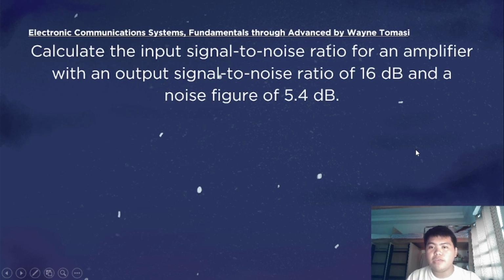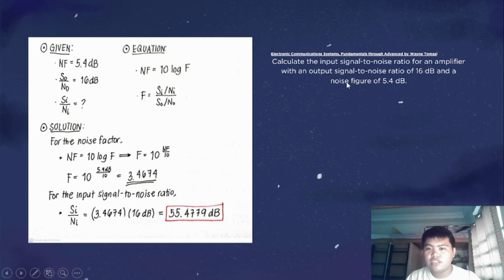So, this problem is from Wayne Tomasi. Calculate the input signal to noise ratio for an amplifier with an output signal to noise ratio of 16 decibel and a noise figure of 5.4 decibel. So we have the given noise figure 5.4 decibel and the output signal to noise ratio of 16 decibel. So we need to find the input signal to noise ratio. Note that the noise figure is 10 times log of the noise factor.